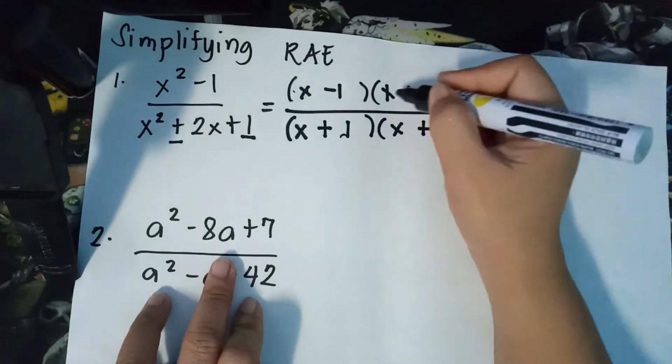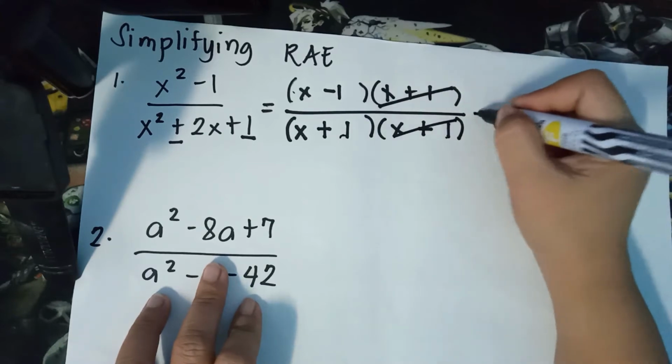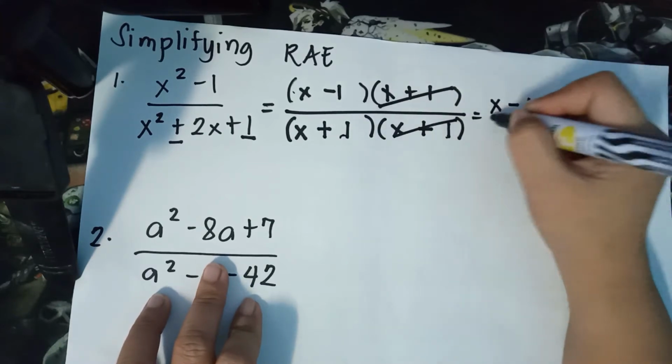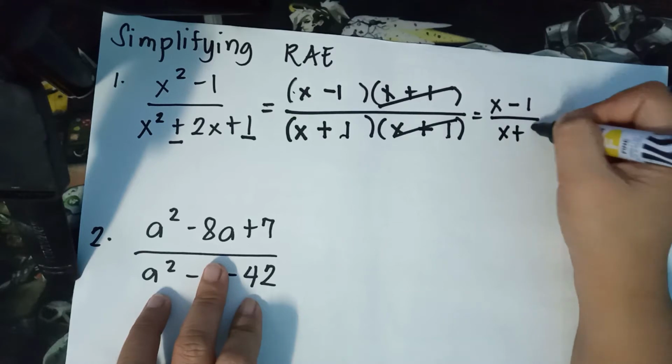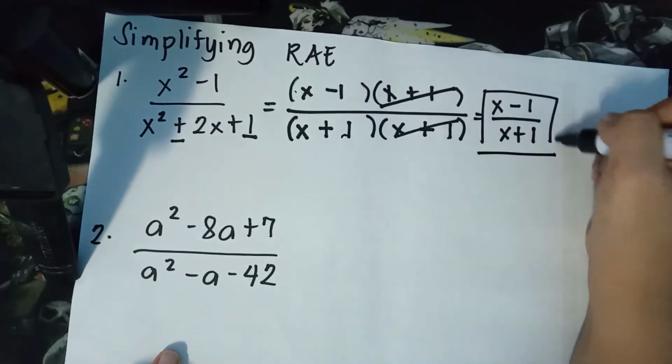And cancel out the common factors, x plus 1 and x plus 1. Then the final answer is x minus 1 over x plus 1. That is our final answer.